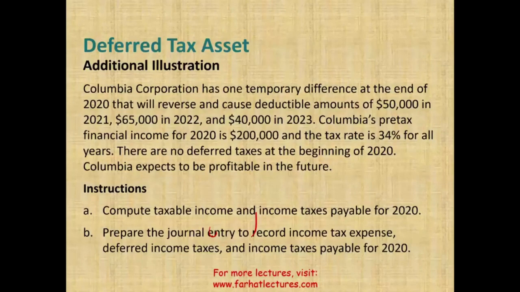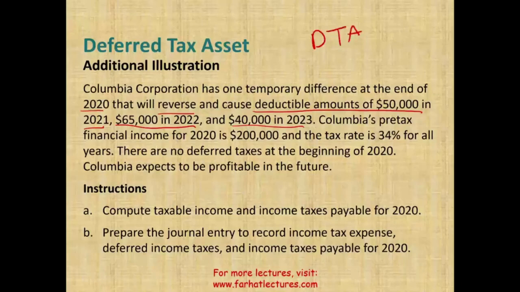Let's take a look at another example for deferred tax asset. Okay, so we have Columbia Corporation, which has one temporary difference at the end of 2020 that would reverse and cause a deductible amount of 50,000 in 2021, 65,000 in 2022, and 40,000 in 2023. It's a reversal. It's going to cause a deductible amount. It's going to give me a deferred tax asset into the future.